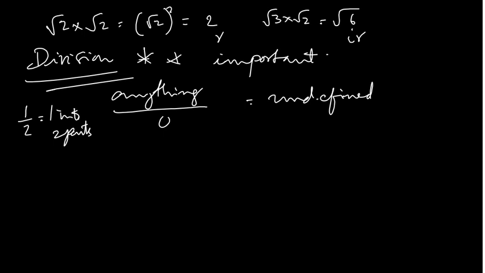1 is divided into 2 parts. You have 3 and you are dividing by 4. So you are dividing 3 parts, 1, 2, 3, and you want to divide them into 4. That also makes sense because this is a finite number. You cannot divide anything into 0 parts.